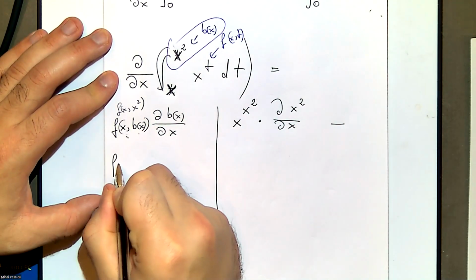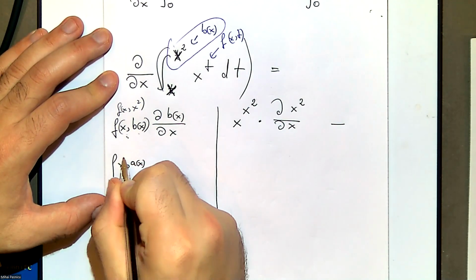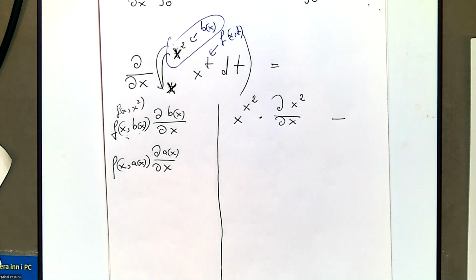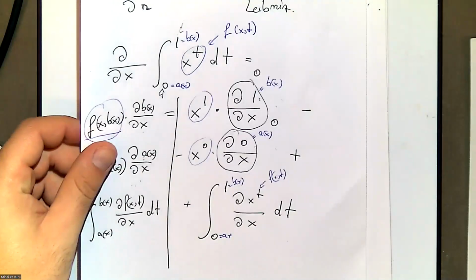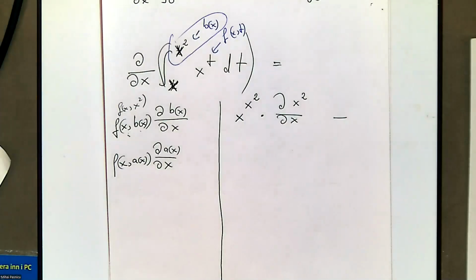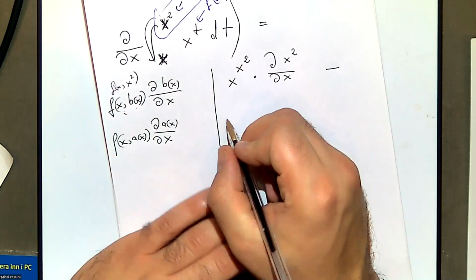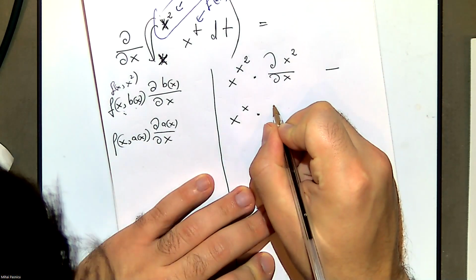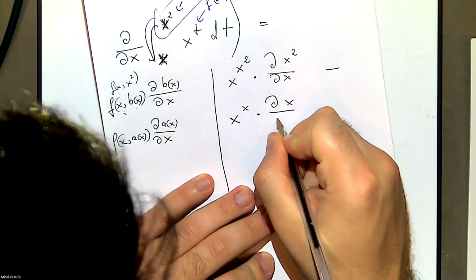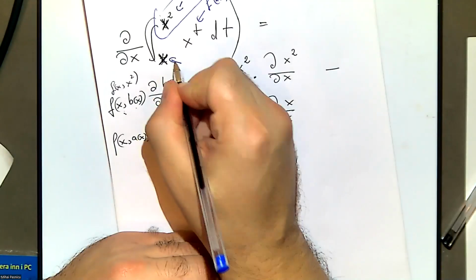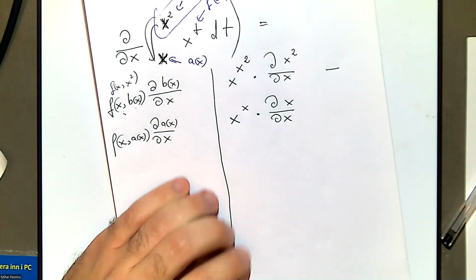Now, when I write f of x, a of x, the derivative of a of x, the derivative of x, when I write it with a of x, the same logic applies. But instead of 0, I'm just going to plug in my new a of x, which is just x. So I have x to the power of x times the derivative of x with respect to x. Again, just because this a of x is equal to x from here.